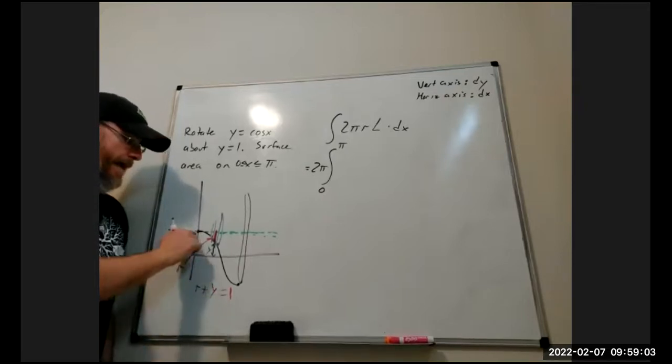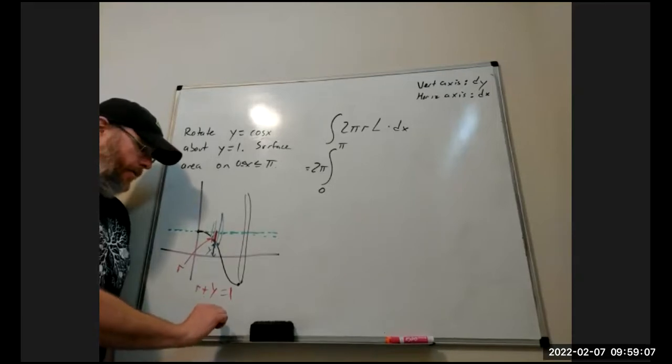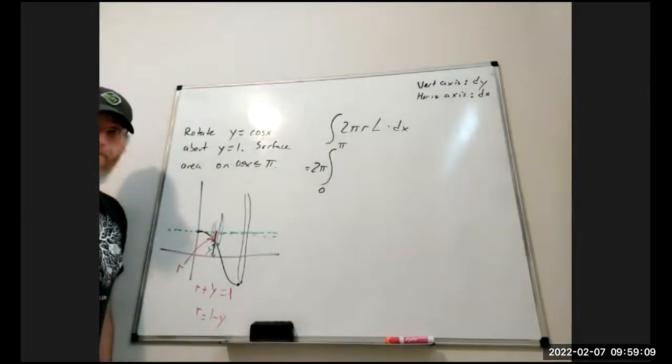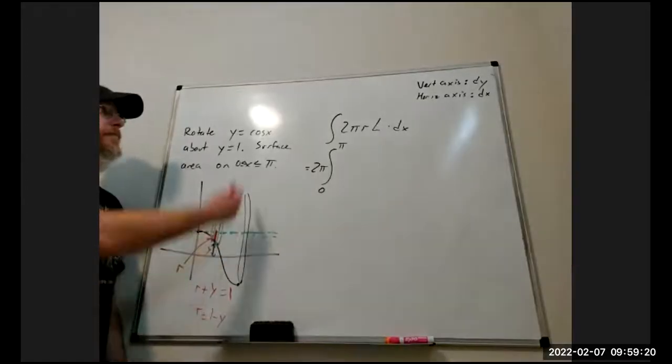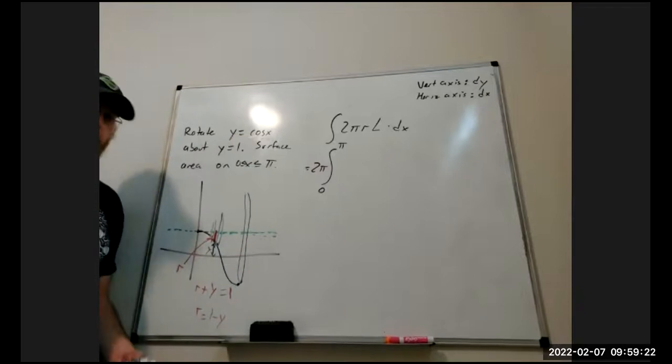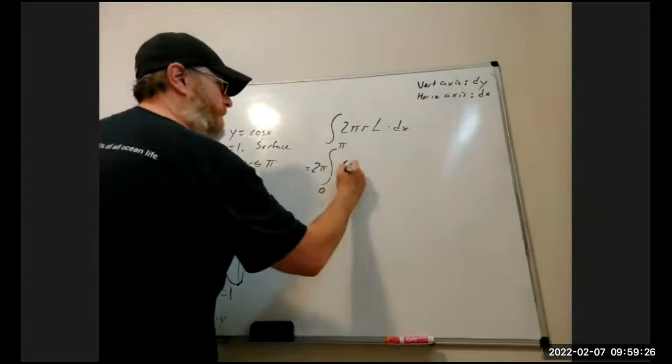Because that's where my axis of rotation was. So my r is going to be 1 minus y. All right, but then what's our y? Well, the y was the cosine of x. So our radius is going to be 1 minus cosine of x.